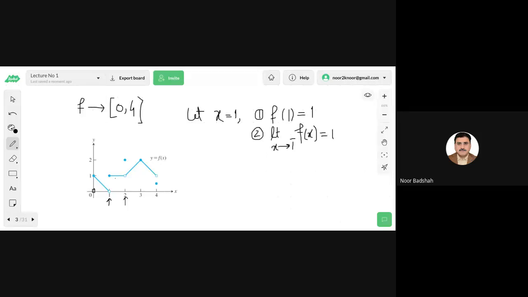Now we find the right hand limit. x goes to 1 from the right side, we put plus here. As I explained earlier, at an interior point you would check limit x goes to c, and limit x goes to c means you would find the left hand limit and right hand limit both.